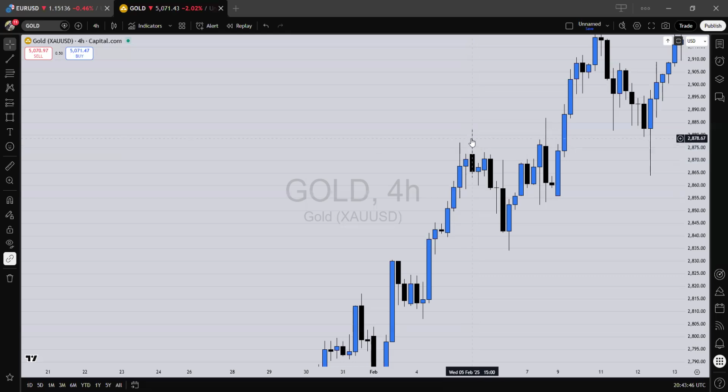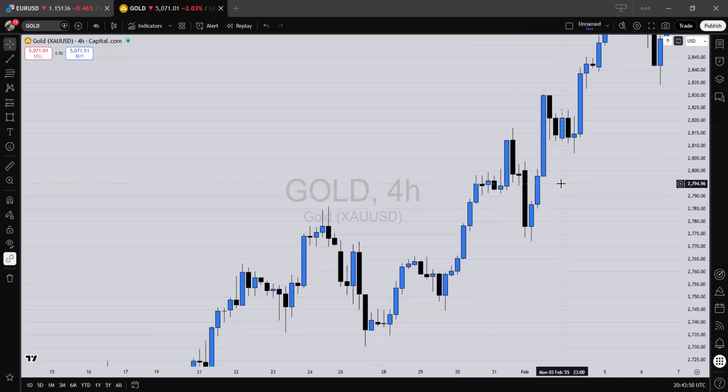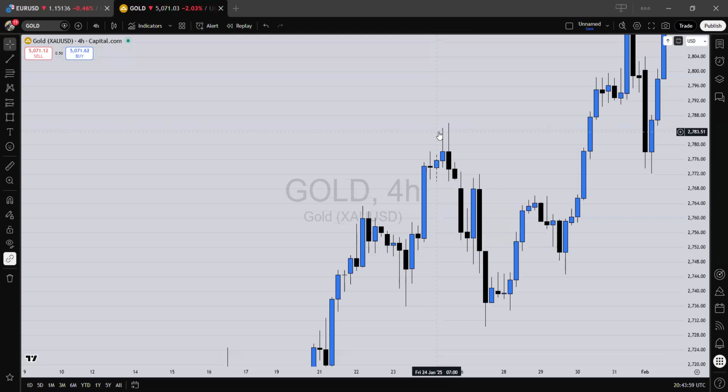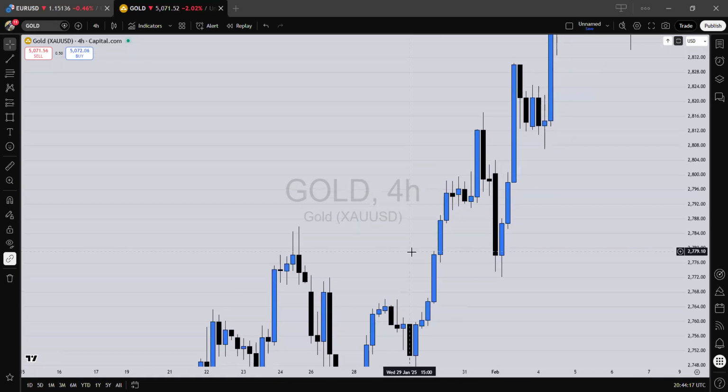You can see here the 2880 zone. See the retracement. Let's check the 2780 zone. Let's see what happened there. Is it here? Okay, look at the 2780 zone. You can see the retracement. 2760 zone, 2750 to 2760 zone. See the retracement. So this is my minor psychological level. This is my major, once price gets to that 80 zone.